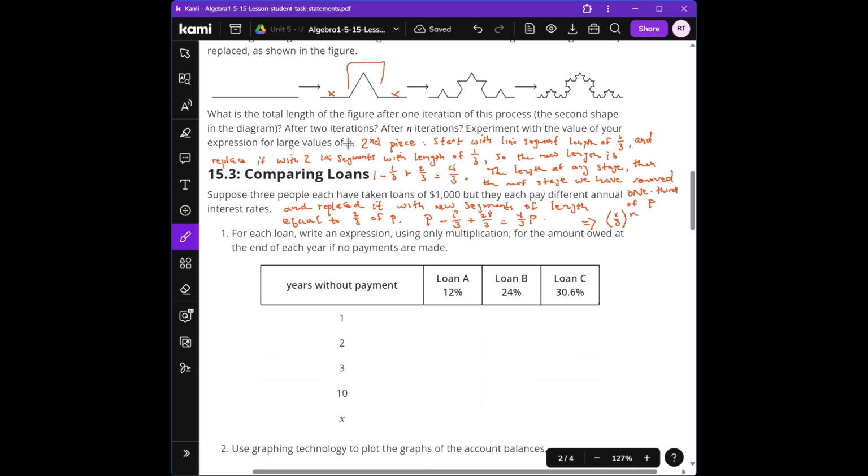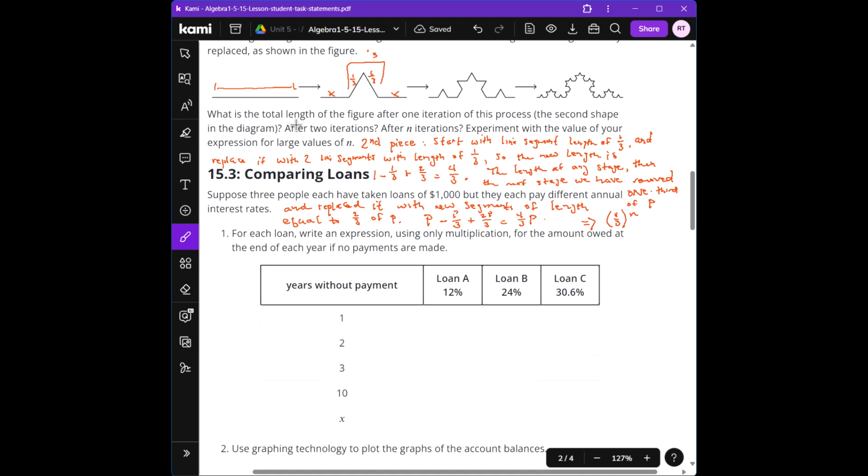Our second piece. Start with a line segment length of 1/3 and replace it with two line segments with length of 1/3. So that's what we did right here. So the new length is 1 minus this 1/3. It's going to be the whole 1 minus the 1/3 that we took here. And then we're going to replace it with two line segments with length of 1/3. So this is 1/3, this is 1/3.